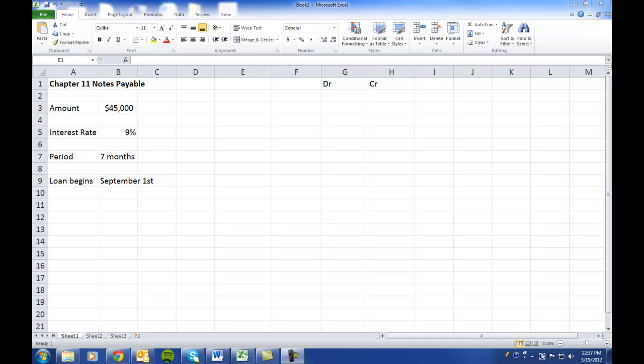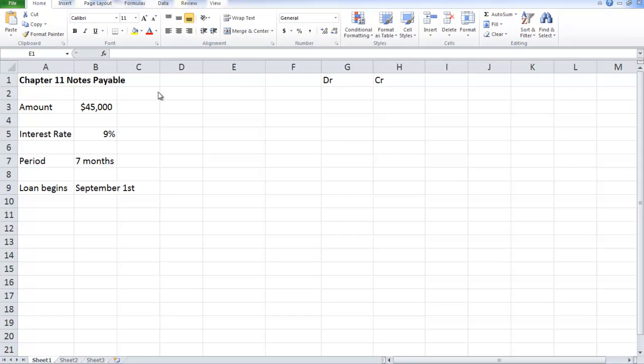So the assumption is that a company is going to borrow money from a bank. It's $45,000. They're going to get it on September 1st, and they're going to pay that loan off in 7 months. So 7 months from September 1st, we go September, October, November, December, January, February, March, is 7 months. Okay, so we need to have the journal entry for the first day, which is September 1st.